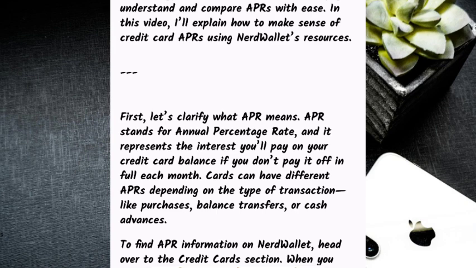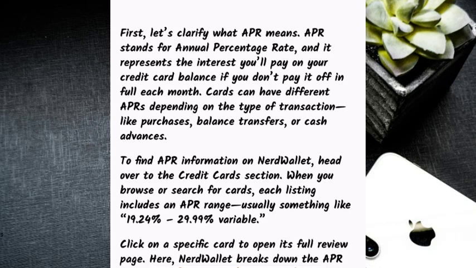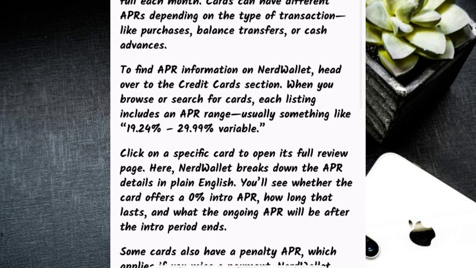To find APR information on NERDWALLET, head over to the credit card section where you browse or search for cards. Each listing includes an APR range, usually something like 19.24% to 29.99% variable. Click on a specific card to open its full review page. Here, NERDWALLET breaks down the APR details in plain English.